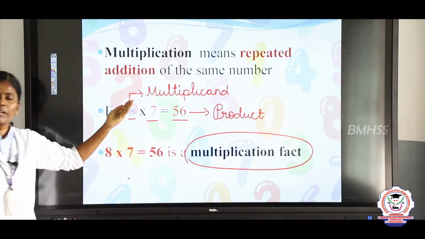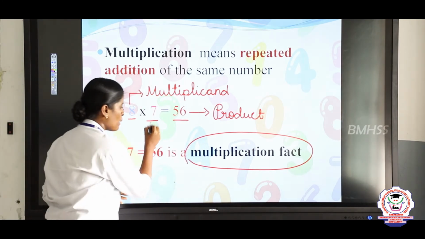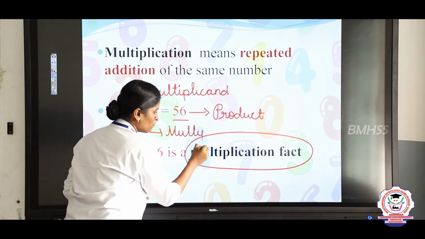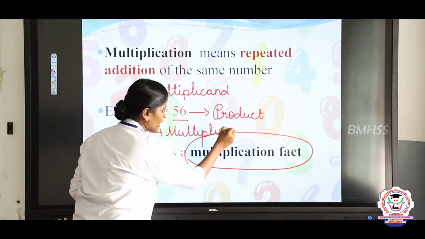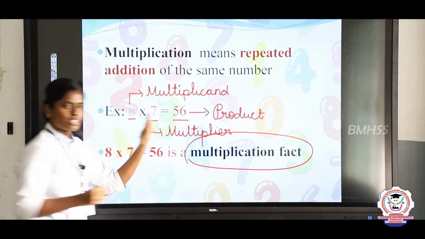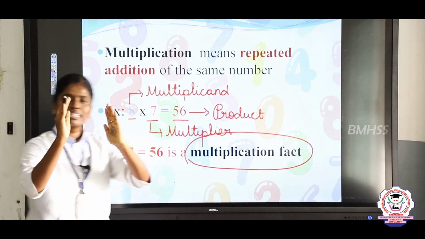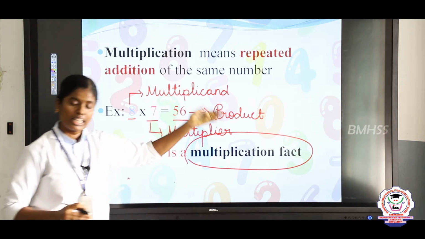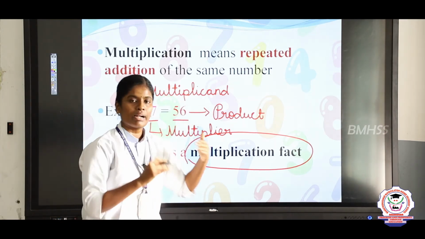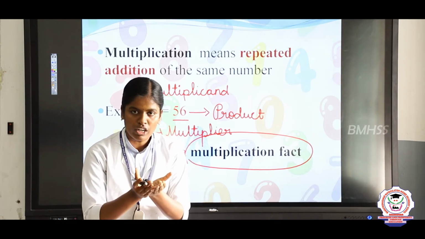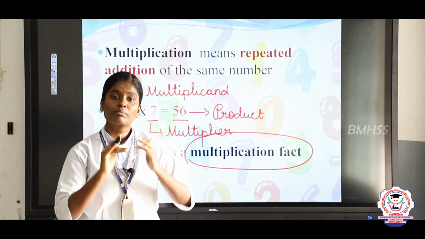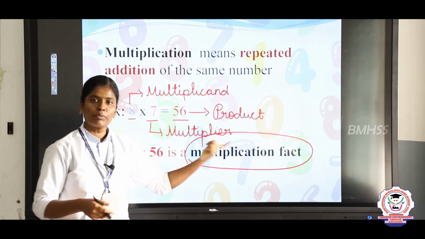8 is called the multiplicand and 7 is called the multiplier. So listen my children, in multiplication the numbers have separate names. The first number 8 is called the multiplicand, the second number 7 is called the multiplier, and the final answer is called the product. Now we are going to see what is meant by multiplicand, multiplier and product.